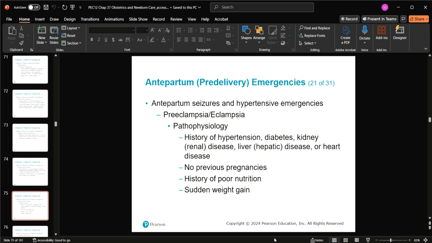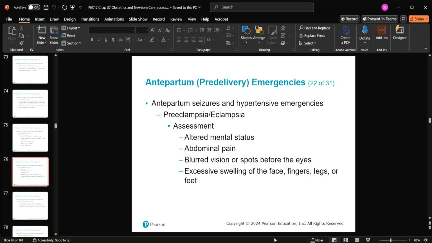So they may have a history of hypertension. They may already be hypertensive. They may have some type of organ disease, diabetes, kidney, liver, or even heart. They typically have not had any previous pregnancies. And the sudden weight gain puts a lot of stress on their body, which can cause that elevated blood pressure, that hypertension.